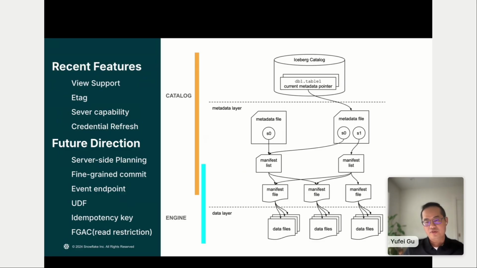UDF is another good one. We are trying to add it into the Iceberg spec so that we can have UDFs defined within the catalog, and all the engines can visit these UDFs. Idempotency keys are another reliability improvement, so that table corruption is less likely. Last but not least, FGAC. This is very interesting. We are trying to add a reader restriction every time you load the table, so that you can have a trusted engine do the fine-grained access control for your table by relying on the reader restriction every time you load that table.